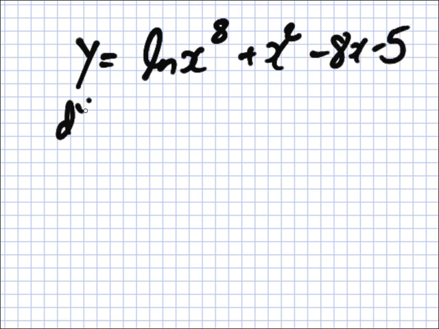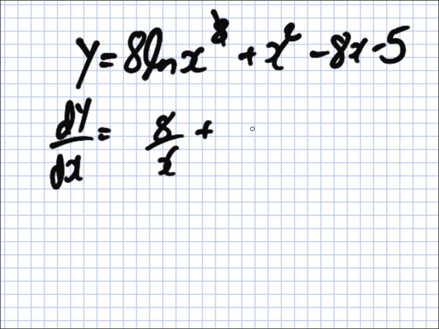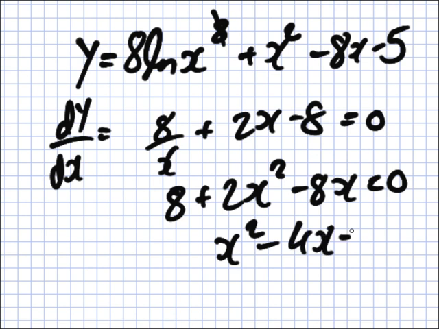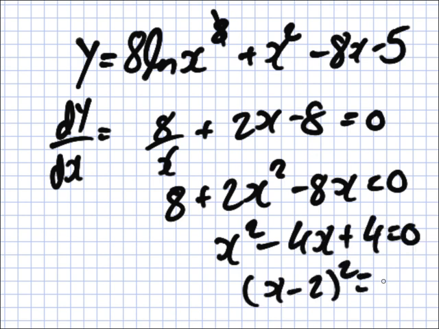Right, well, we know how to get the turning points. dy/dx equals, should bring the 8 down, that's 8 over x plus 2x minus 8, and that should equal 0. We did lots of these yesterday. What's the next step? Multiply by x, isn't it? So that's 8 plus 2x squared minus 8x equals 0. That's x squared minus 4x plus 4 equals 0. That's (x minus 2) squared equals 0.